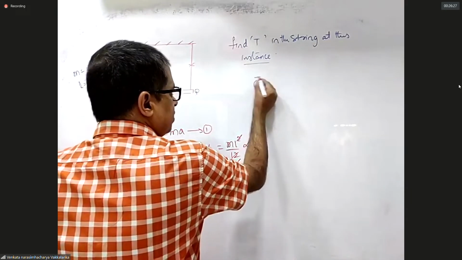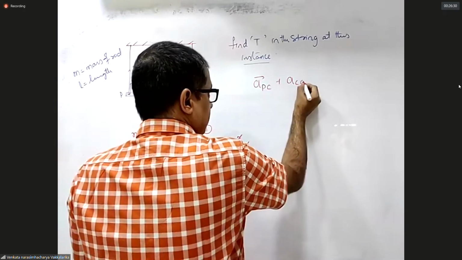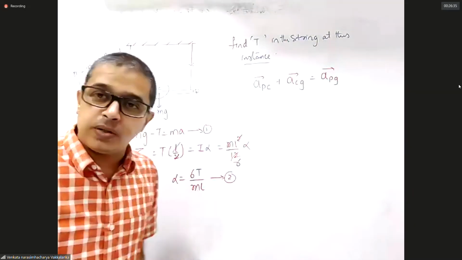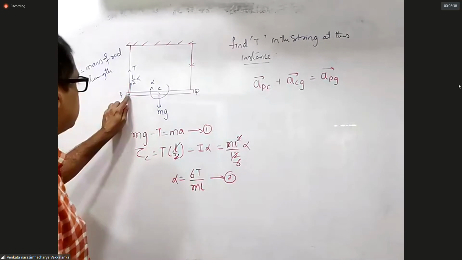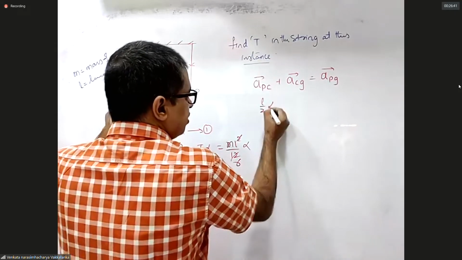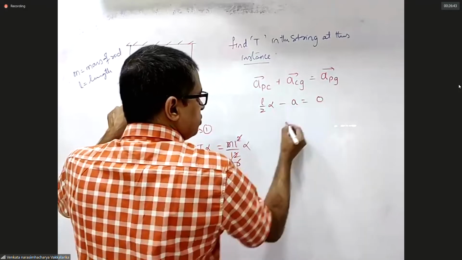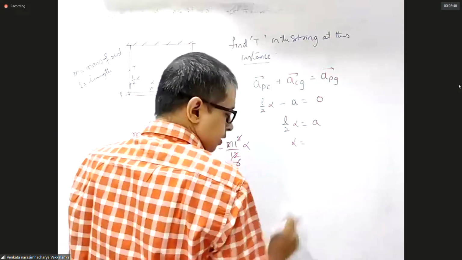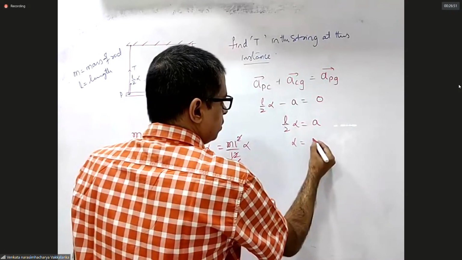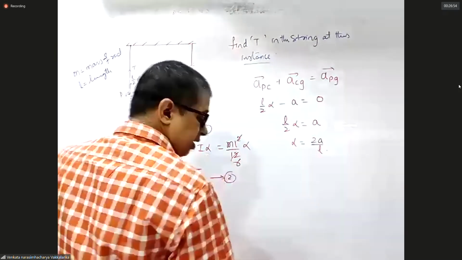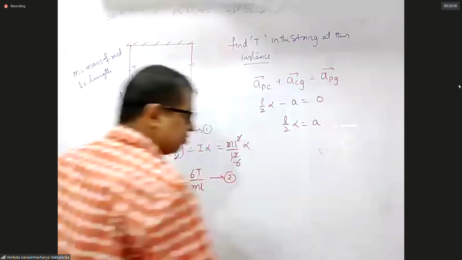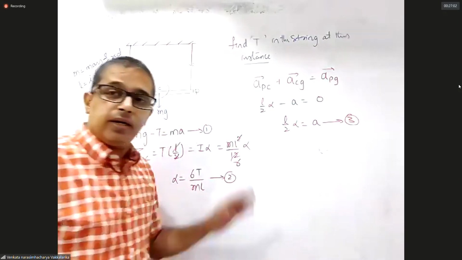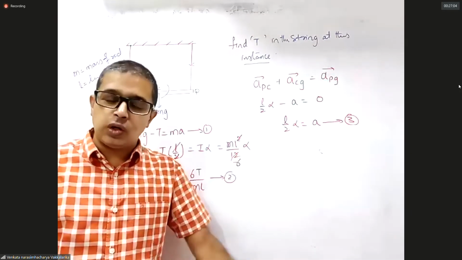Acceleration of point P with respect to center of mass plus acceleration of center of mass with respect to ground is acceleration of point P with respect to ground. Acceleration of point P with respect to center of mass is L by 2 alpha minus A is 0. L by 2 alpha is equal to A. Right? Alpha is 2A by L. Something that we already did in the previous case, so I am not emphasizing on it. So far, so good. Yes or no?